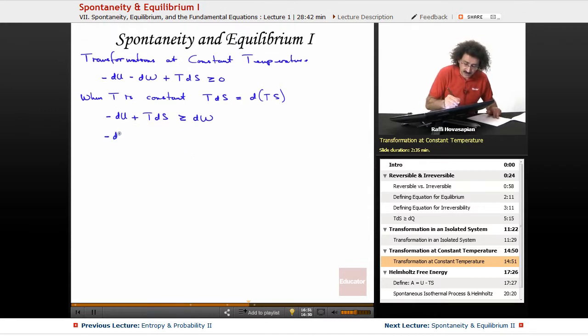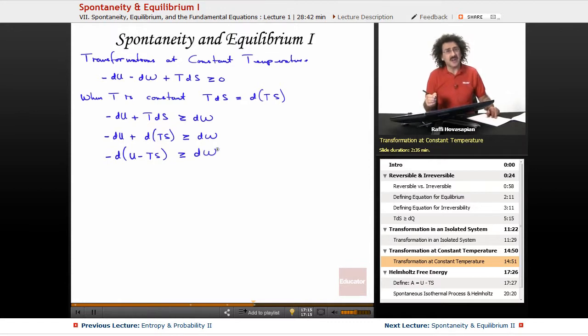Well, this is going to be minus du plus a dTs greater than or equal to dw. I'm going to go ahead and factor out the differential operator. You can do that. Minus du minus Ts greater than or equal to dw. We end up getting this thing, minus the differential of this thing, greater than or equal to dw. Again, energy, temperature, entropy, and work.